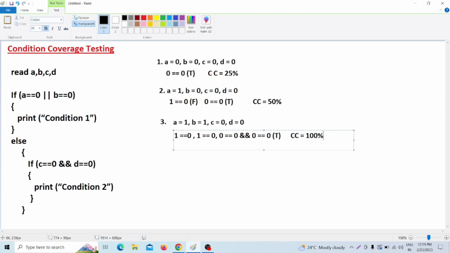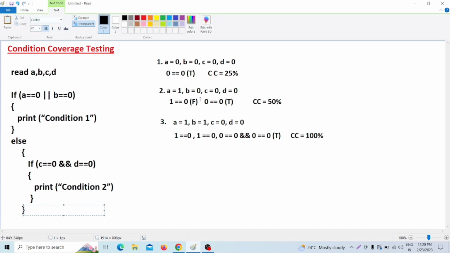Okay, so no problem. Now A equals 0, that means 0 equals 0, so it's true. Then it will print condition 1, and the control goes to the last step. So here the control will close. I mean, it will close the program.